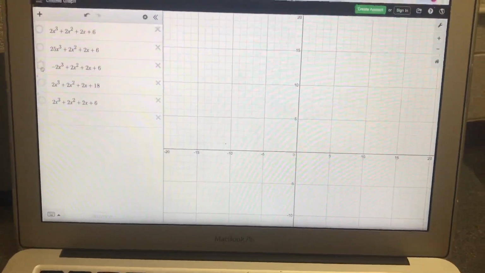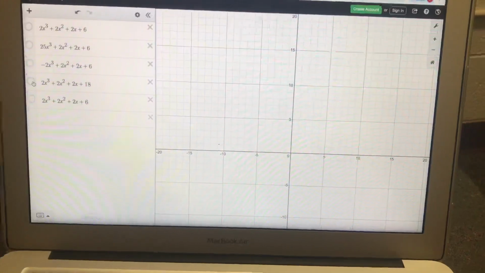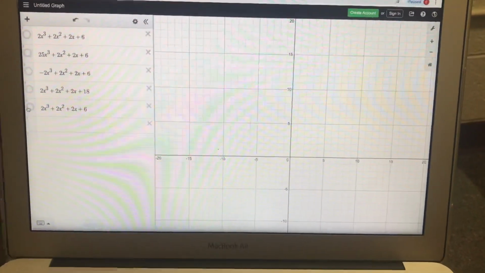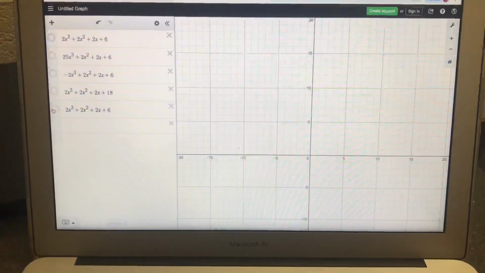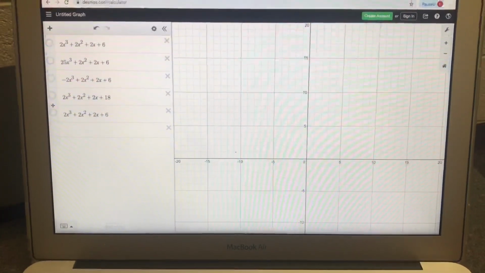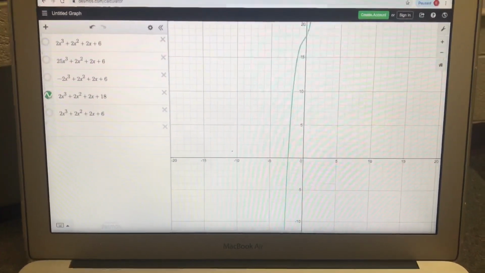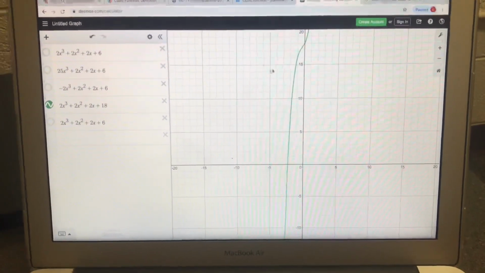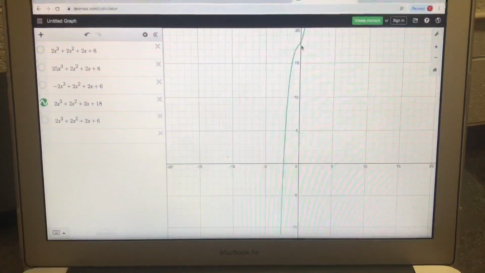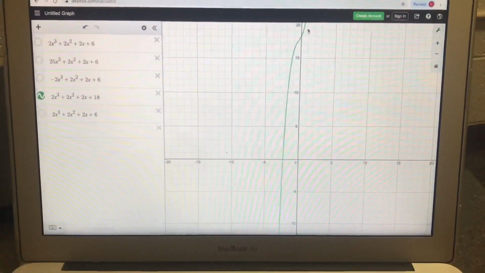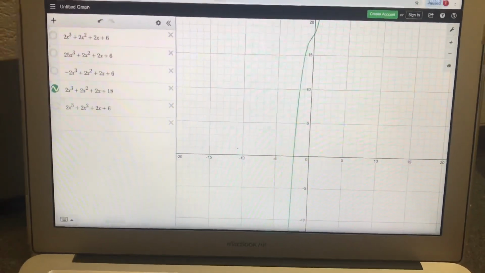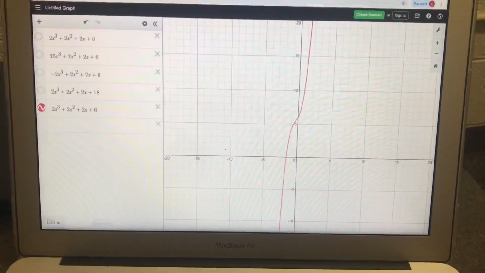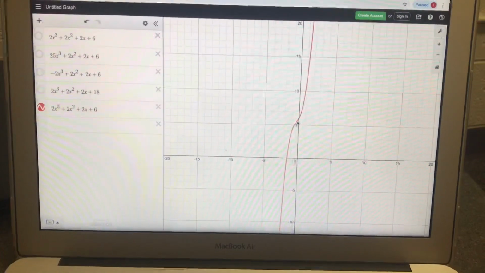The last thing I'd like to point out is the d constant of your equation. The d constant is going to control where it's going to cross the y-intercept. So this one right here, we can see our d constant is a positive 18, and we can also see it cross at 18 on the y-axis, as opposed to if the d constant is a 6, we see it crosses at the 6.